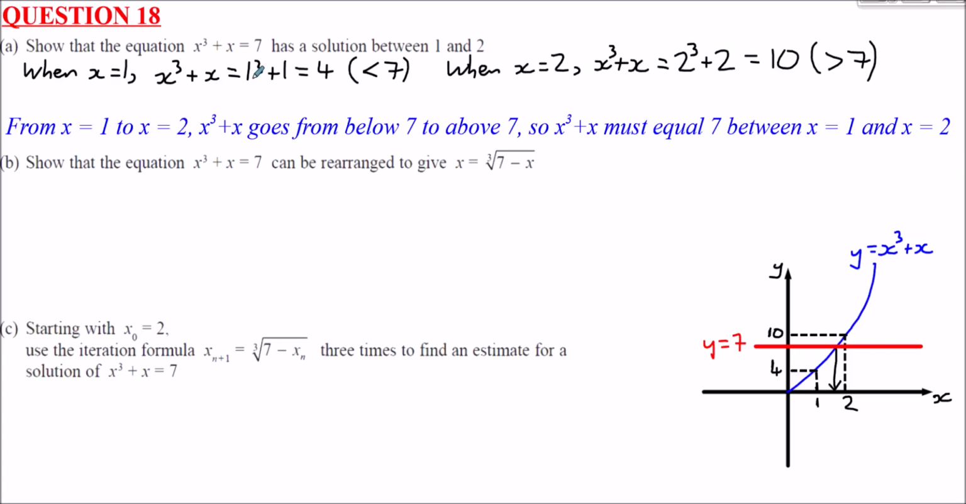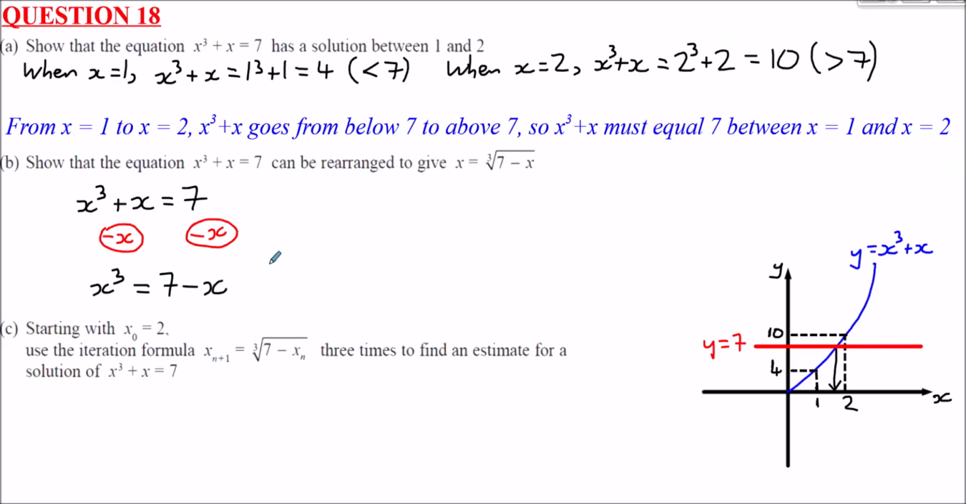Part B, we need to show that the equation x cubed plus x equals 7 can be rearranged to give x equals the cube root of 7 minus x. So first of all, let's just start with the equation as given. So if we now rearrange it to have x cubed on its own, for example, we can subtract x from both sides. In other words, I sometimes think of it as swapping side, swapping sign. So we then get that x cubed equals 7 minus x.